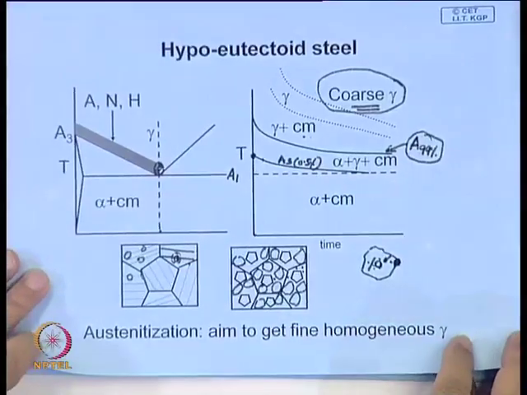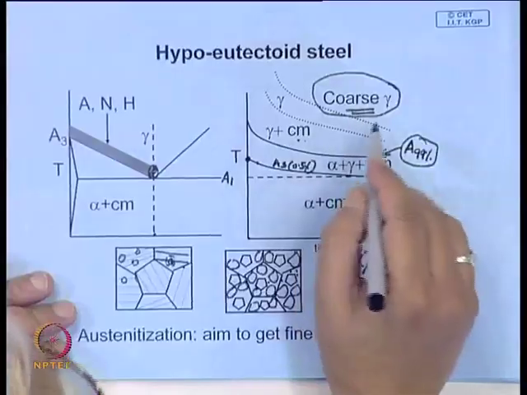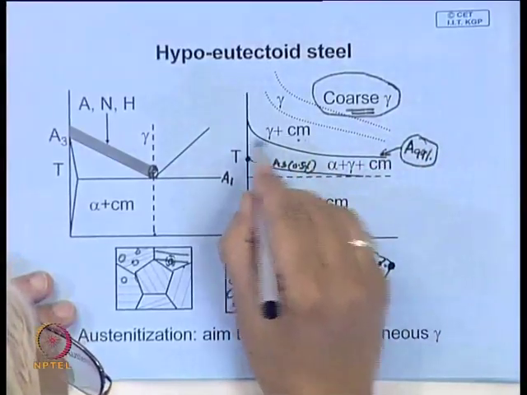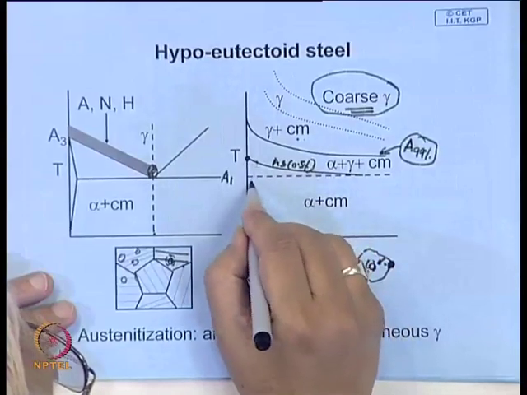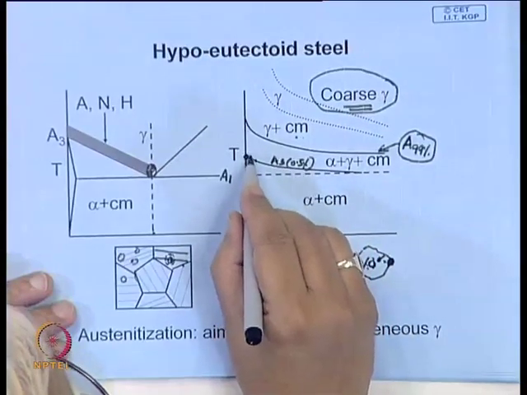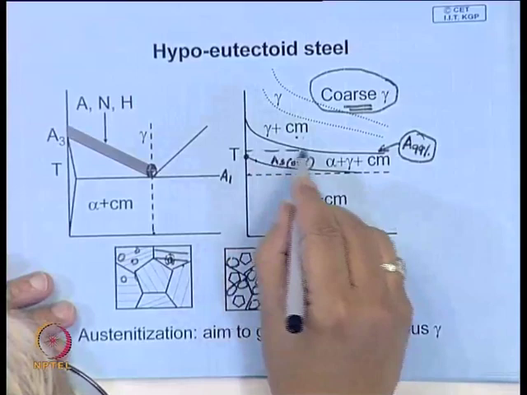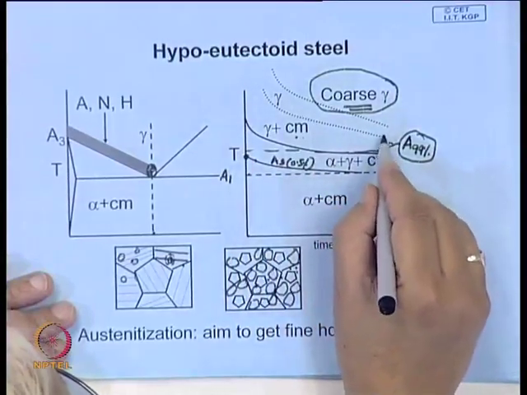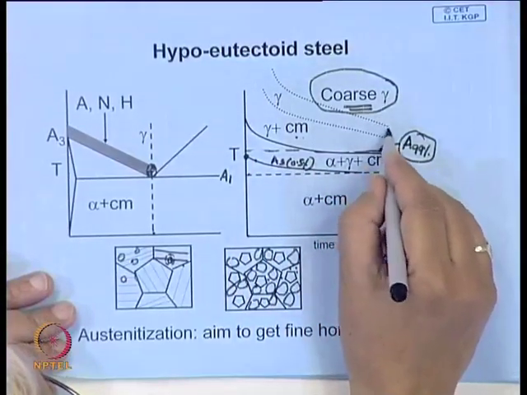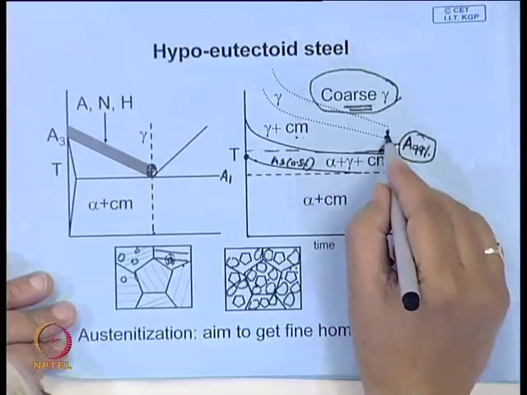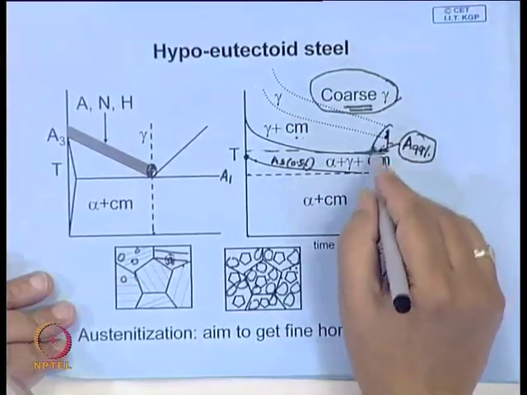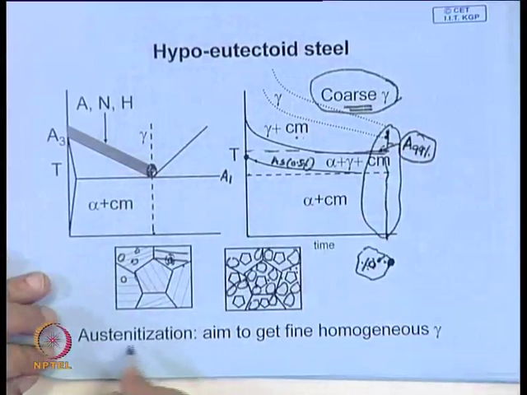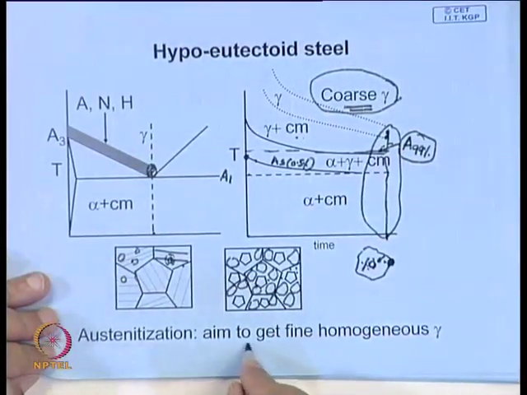If you have to avoid it, what is more important is to optimize the condition. So you will see, maybe you will keep 30 to 40 degree centigrade above this, which may be somewhere here, and maybe this is the time you have to allow. Just before this grain coarsening starts, you have to stop the soaking, so that you get fine grains.